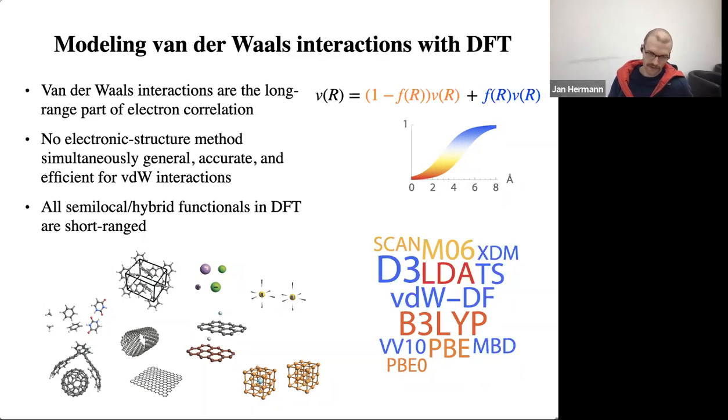In particular, there's this workhorse method in electronic structure theory, which is called density functional theory, and that consists itself of hundreds of different approximations that people can pick for particular applications. But essentially all of the efficient ones, the semi-local and hybrid approximations, are by construction neglecting these long-range correlations. And so this has resulted in a whole zoo of approaches for how to add this missing long-range part, the Van der Waals interactions, back into density functional theory. And that's what I'm going to talk about.